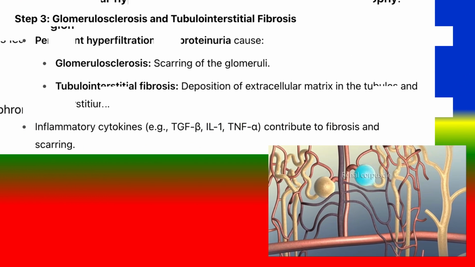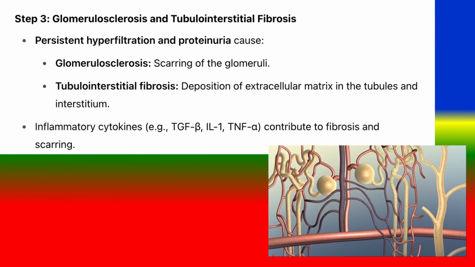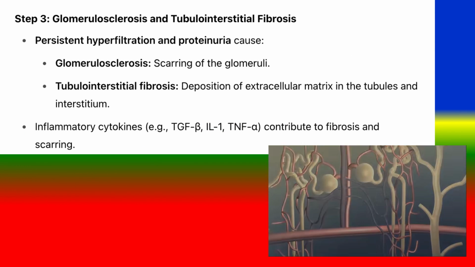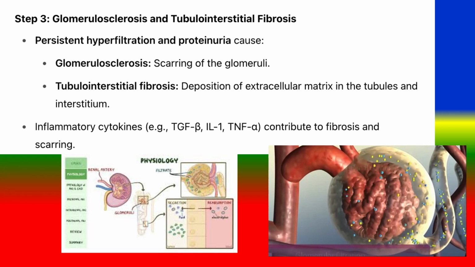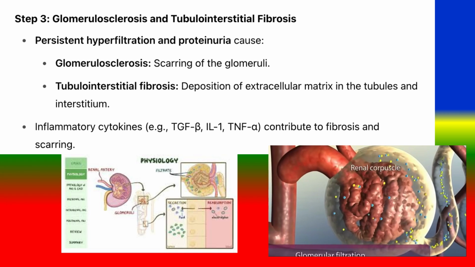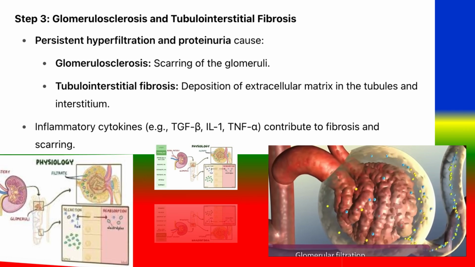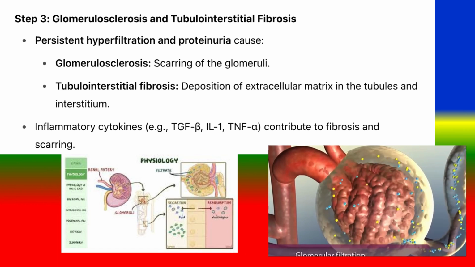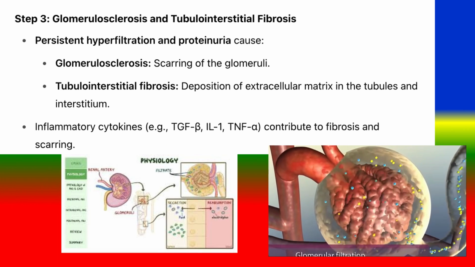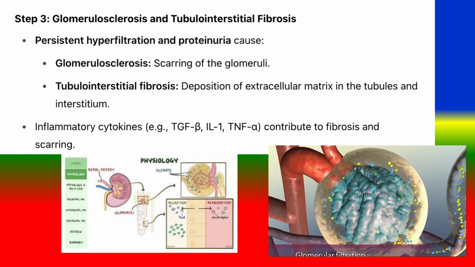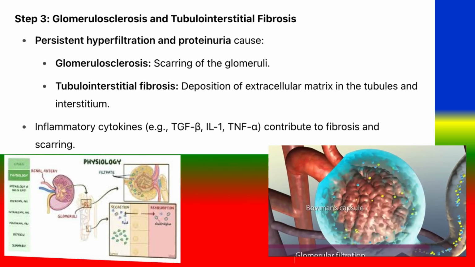Step 3. Glomerular sclerosis and tubulointerstitial fibrosis. Persistent hyperfiltration and proteinuria cause glomerular sclerosis, scarring of the glomeruli. Tubulointerstitial fibrosis is the deposition of extracellular matrix in the tubules and interstitium. Inflammatory cytokines, e.g. TGF-beta, IL-1, TNF-α, contribute to fibrosis and scarring.